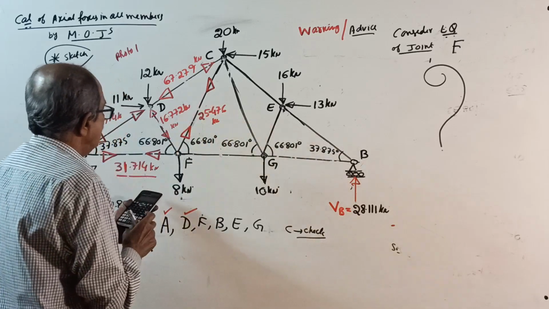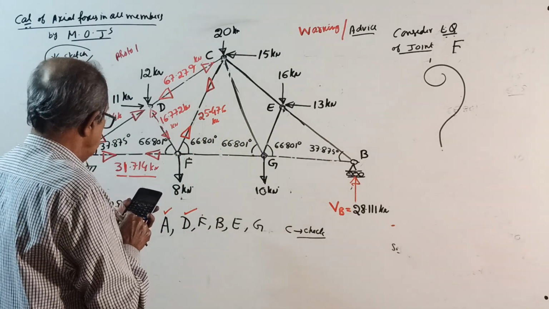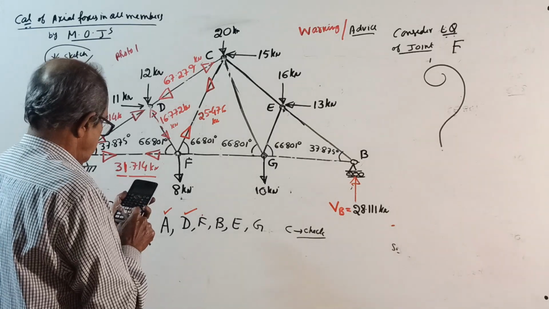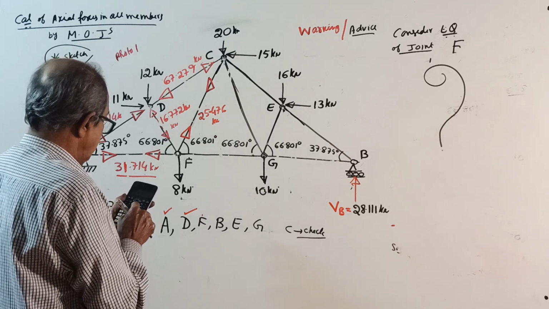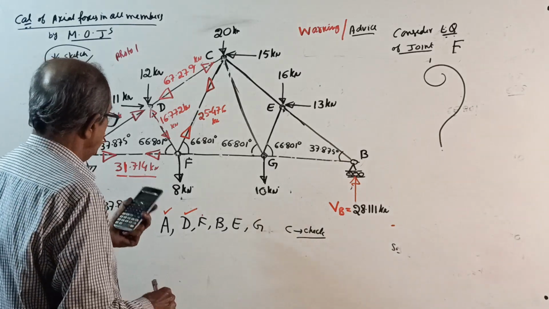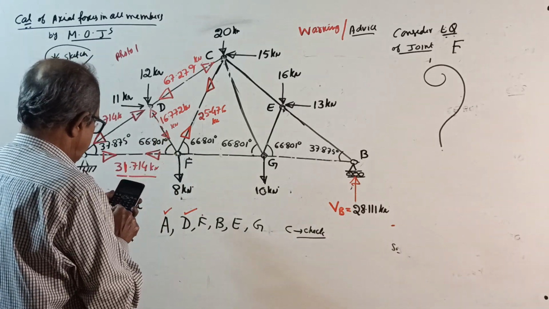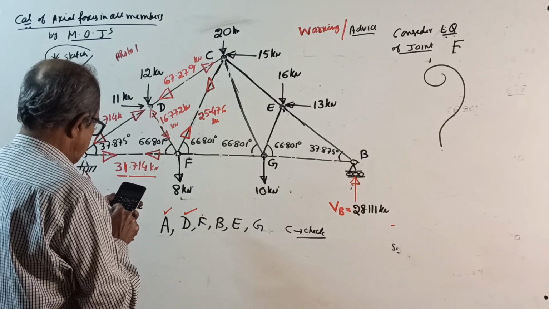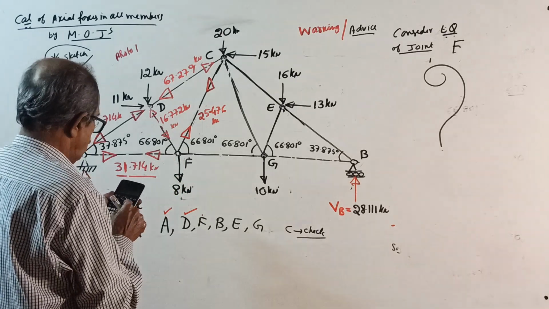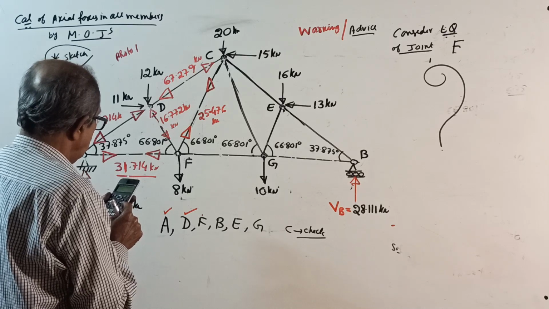25. Okay. I'll check once again. 16.772 into sine of 66.801 plus another 8 divided by sine of 66.801. 25.476. Okay. Now this one. 25.476 into cos of 66.801 plus 16.772 into cos of, did I close the bracket there?